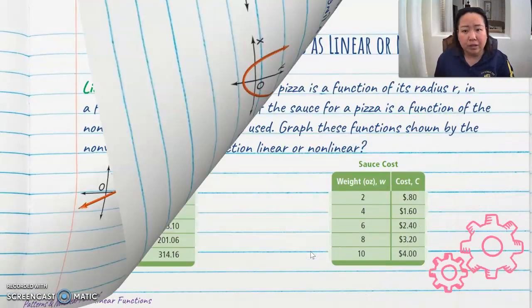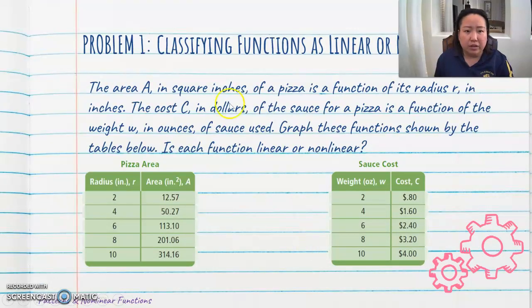Okay. So let's work on some examples here on how we can classify a certain data set or a table of values, whether they are linear or nonlinear. So in this case, the area in square inches of a pizza is a function of its radius r. And the cost in dollars of the sauce for a pizza is a function of the weight in ounces of the sauce used, okay? So what we need to do here is graph these functions using this table of values here, and we have to identify which of them is a linear function and which of them is a non-linear function.